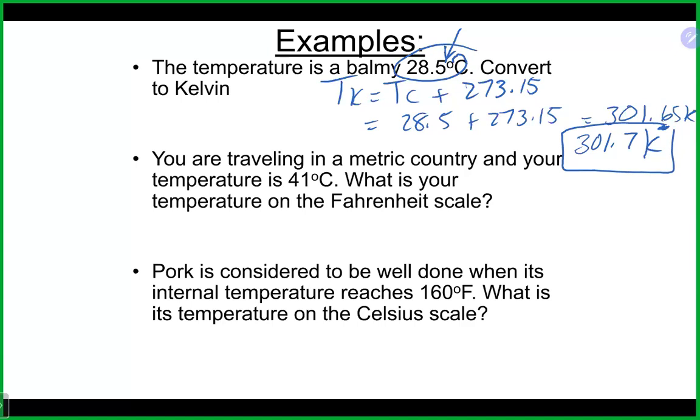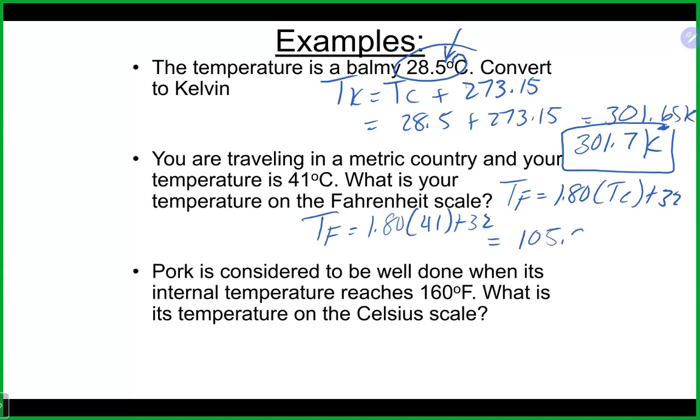Taking a look at the next one, we have Celsius, and we're going to Fahrenheit. So our temperature in Fahrenheit equals 1.8 times our temperature in Celsius plus 32. Putting in our numbers here, we get 1.8 times 41 plus 32. If we put that into our calculator, 1.8 times 41, hit equals, plus 32, 105.8 is going to be staring at us here, and this would be degrees Fahrenheit.